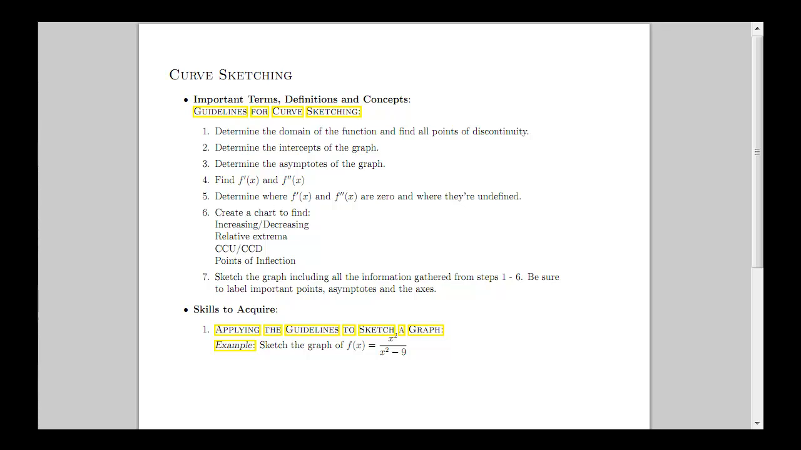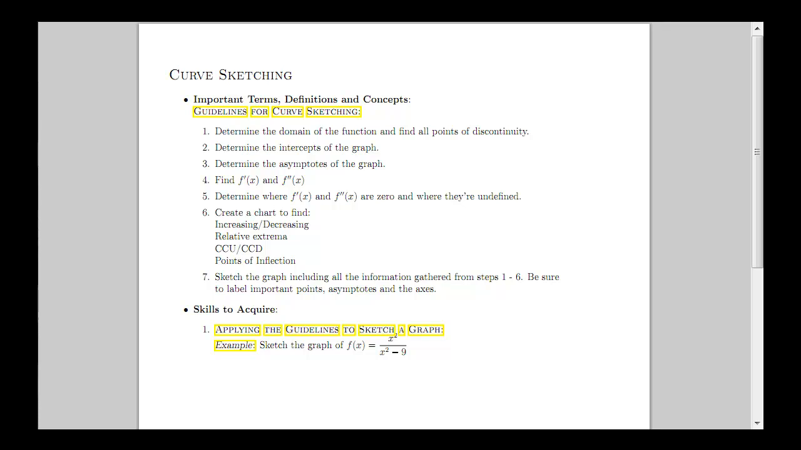Next, I can determine the asymptotes of the graph. So all three of these I can find without taking a derivative just yet. Next part of it is take the first derivative and the second derivative. Remember, the first derivative is going to tell us where the function is increasing or decreasing and where it has relative extrema. The second derivative is going to tell us where it's concave up, concave down, and points of inflection. And we're going to put all that information together to sketch the graph.